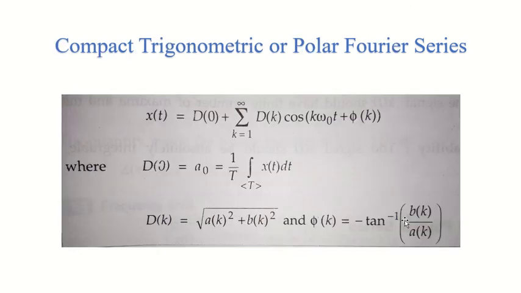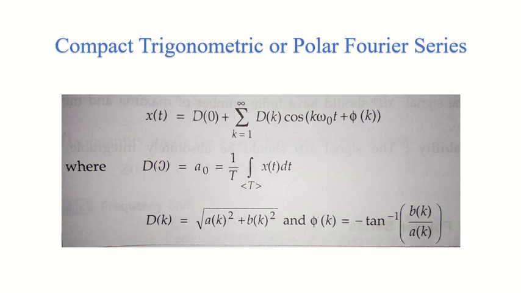Now coming to the next type of Fourier series, the compact trigonometric Fourier series, or we call it the polar Fourier series. Here we have a small change in our formula. Now x of t is equal to d0 plus the summation of k equals 1 to infinity of dk cos of k omega 0 t plus phi k.